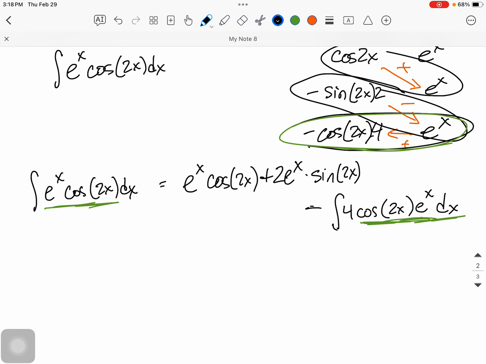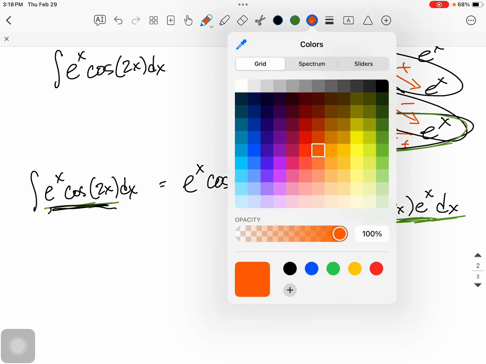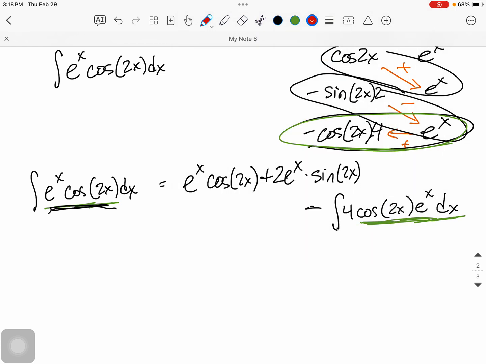All right, so here's the fun part where you get to kind of nerd out. If you think of this integral, this one right here, as an equation, it equals this expression with an integral in it. I'm going to change the color to add some dramatic effect here. If we treat this like an equation and we add, oh my goodness, we add 4 cosine 2x e to the x, and we add it to both sides. I don't know why I put the plus sign there. Add 4 of these.